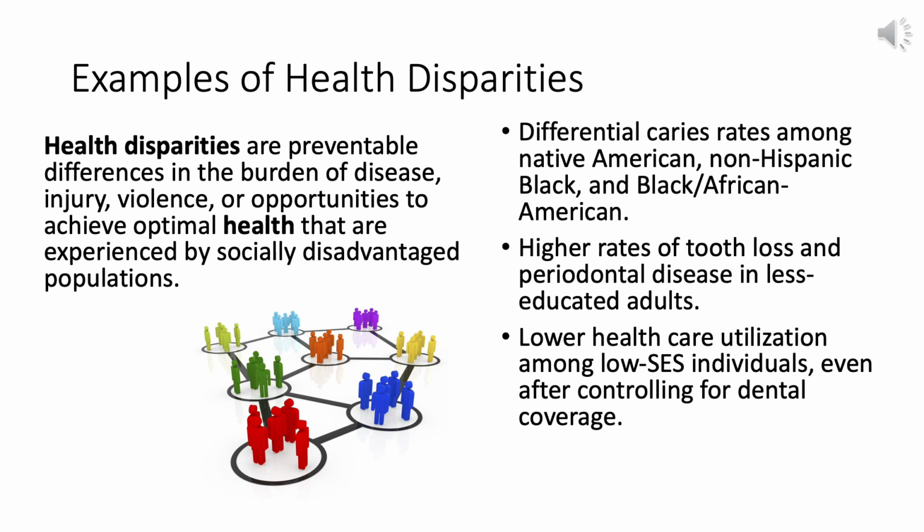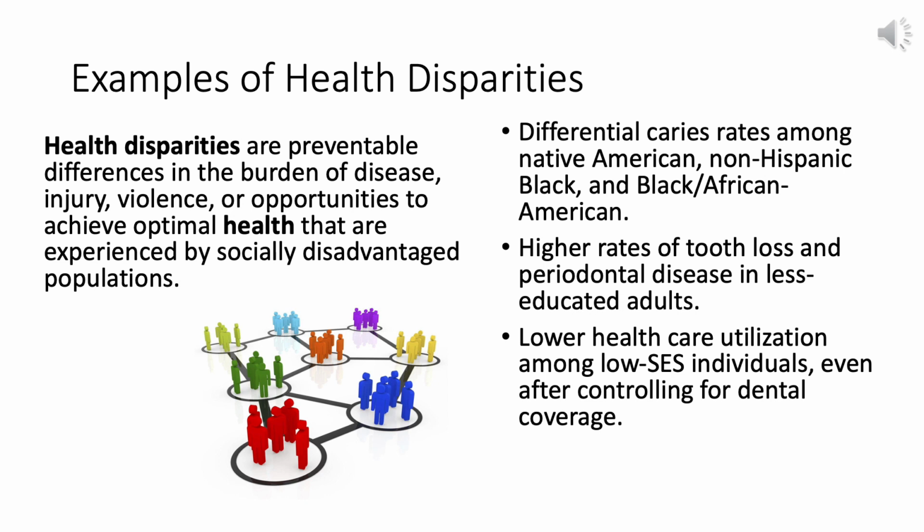addressing health disparities. Some of the examples we see in data, even our most recent data, is that there's, of course, differential caries rates among Native American, non-Hispanic Black, and Black African American with regards to many oral health metrics, particularly caries. Not only the presence of caries, but also untreated caries. The second would be higher rates of tooth loss and periodontal disease in lower education systems, so less educated adults. The third being lower healthcare utilization among people with low socioeconomic status, even after controlling for dental coverage.